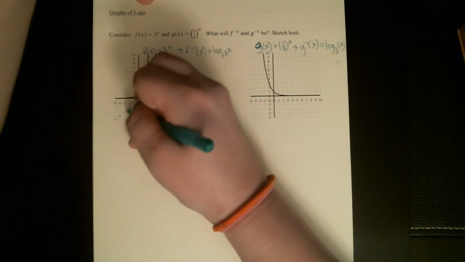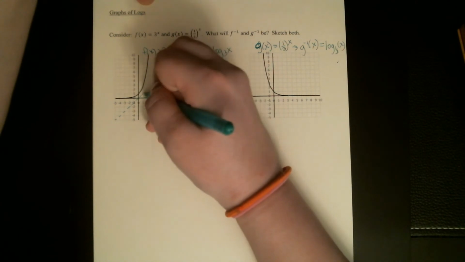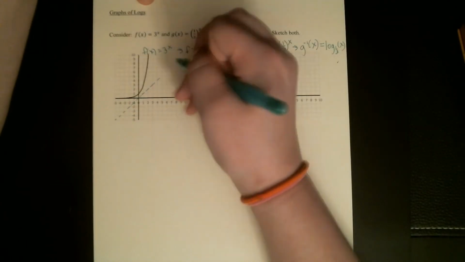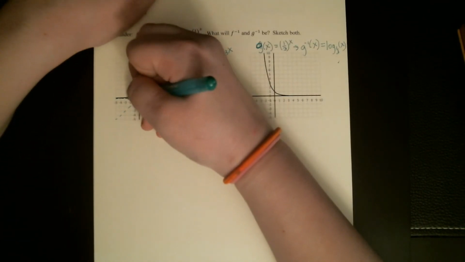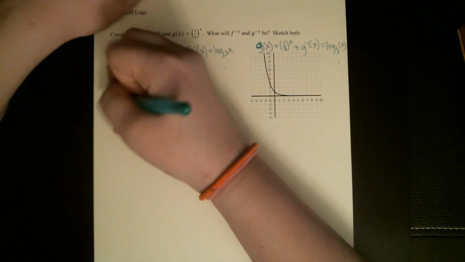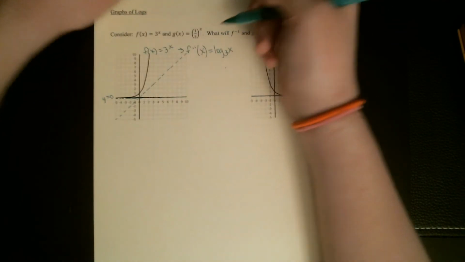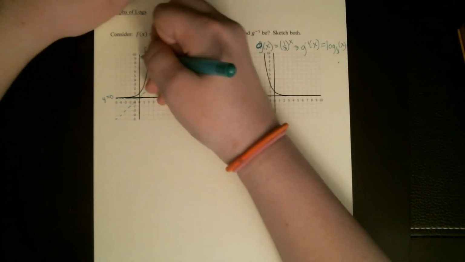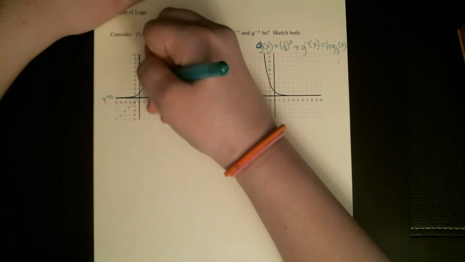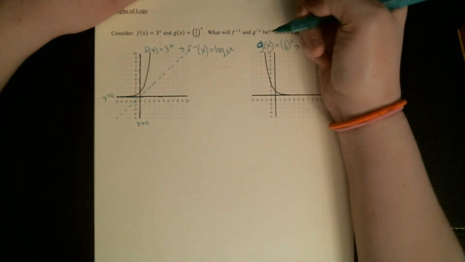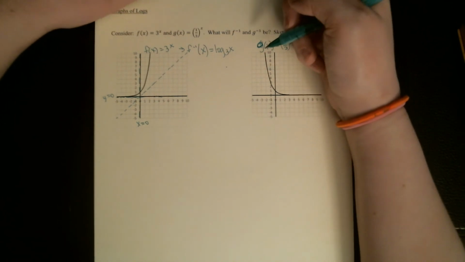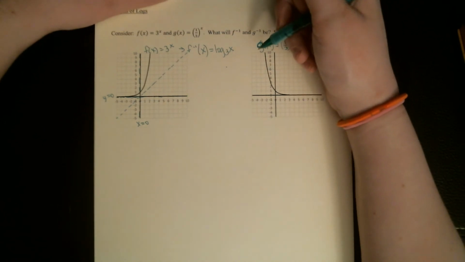To get the graph of an inverse function, we remember that we flip across y equals x. See if I can carefully draw that in. For example, the horizontal asymptote at y equals 0, x's and y's switch, so it becomes a vertical asymptote at x equals 0. So the log graph has a vertical asymptote at x equals 0.